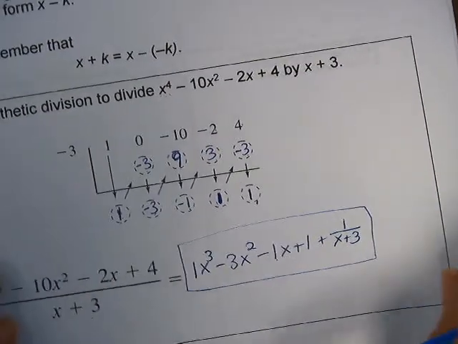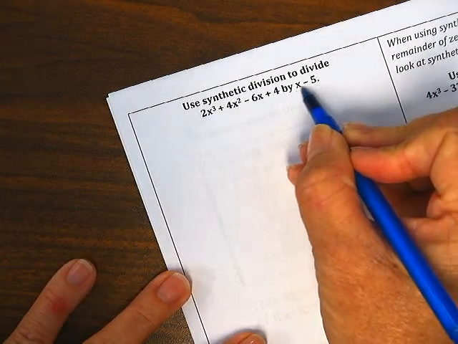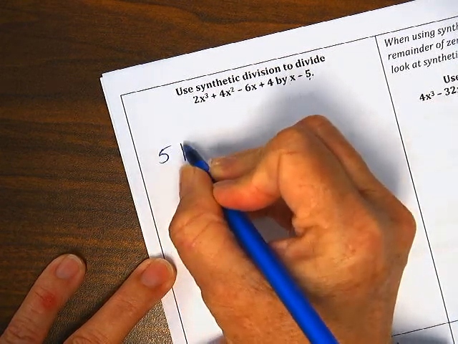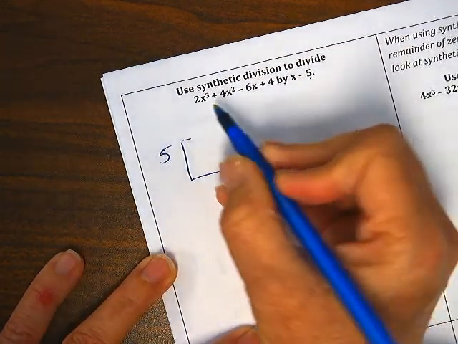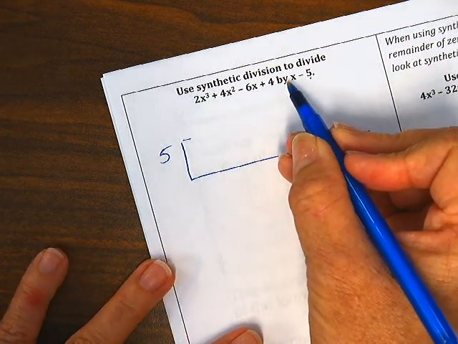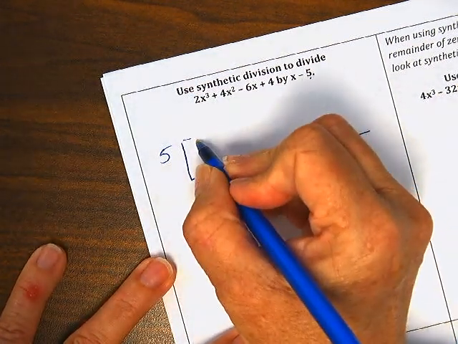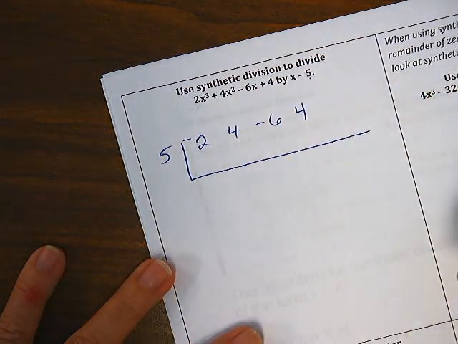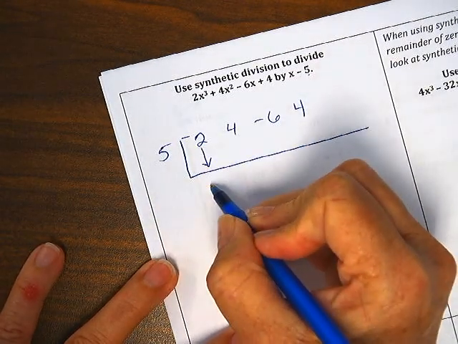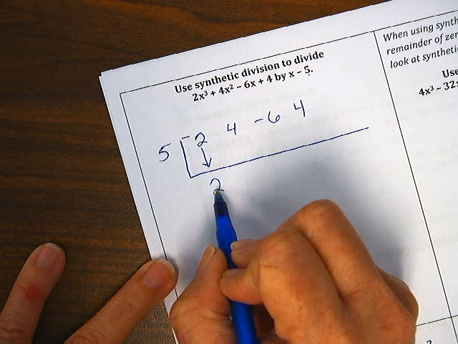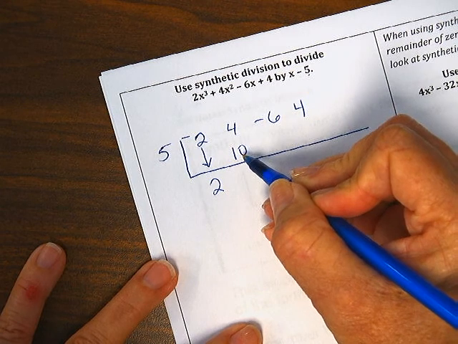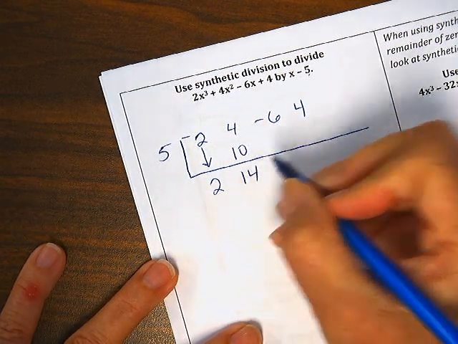So let's take a look at some examples. Okay, so we're going to divide by x minus 5. So again, we're going to take the opposite sign, so that's a positive 5. And now we're going to write the coefficients, using 0 as a placeholder if we're missing anything. So we start with a 2, 4, negative 6, and a positive 4. Bring down that first term, gives us a 2, and multiply by what's on the left. 5 times 2 is 10. Place that in the diagonal, and then add the column. 4 plus 10 gives you 14.